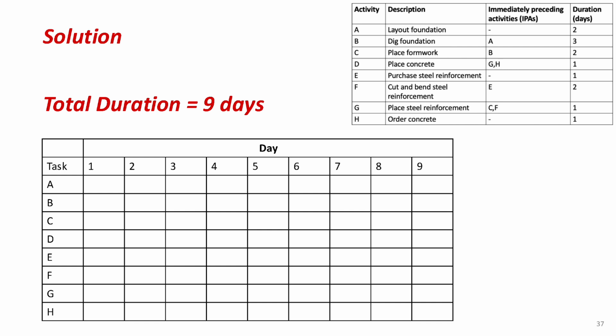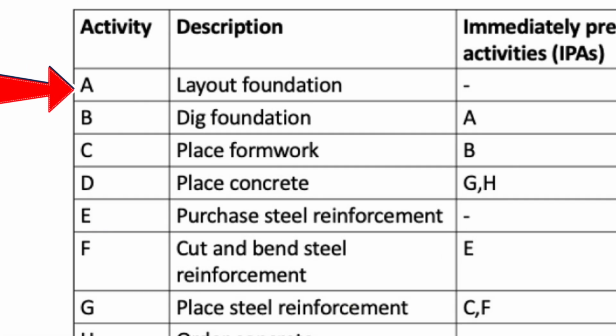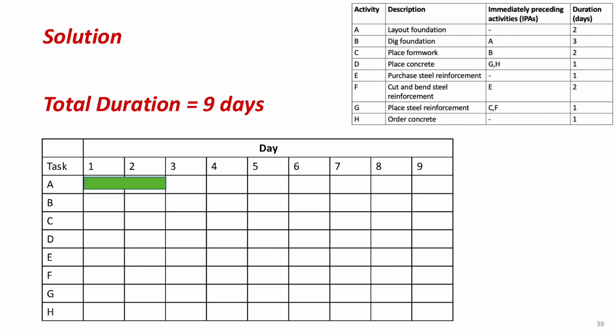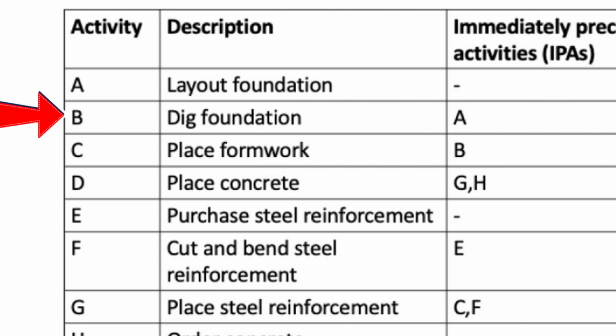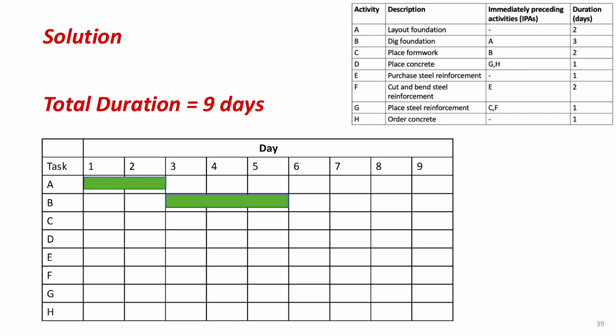Let's start with activity A. This has no predecessor, meaning it doesn't depend on any other activity, so it can start on day 1. The duration is 2 days, so this bar will last for 2 days, finishing on day 2. Next, for activity B, it depends on activity A, meaning it can only start after A is completed. Since A finishes on day 2, B can start on day 3.